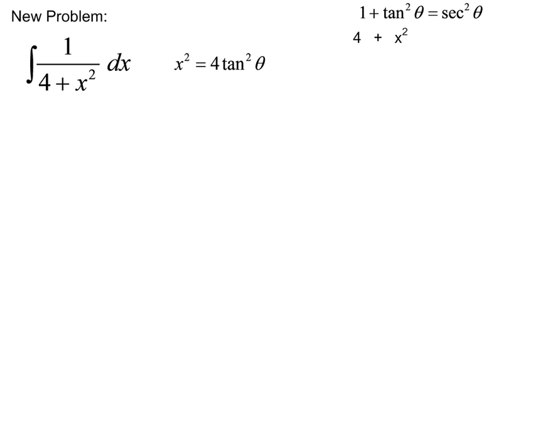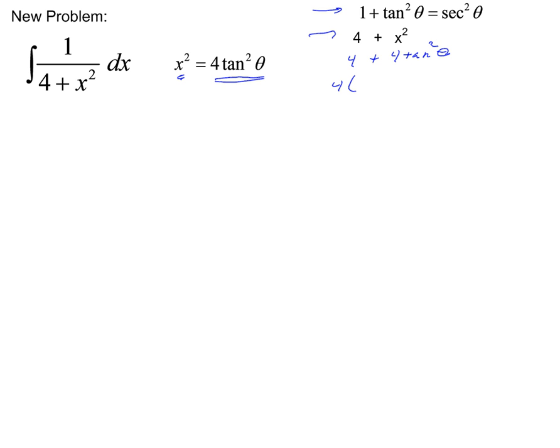So what I have over here in the top right is this identity, 1 plus tan squared is equal to the secant squared, and I've taken the denominator 4 plus x squared, and what I'm going to do is let x squared be equal to 4 tan squared theta. The reason for that is if I substitute in for x squared, I'm going to have 4 plus 4 tan squared theta.